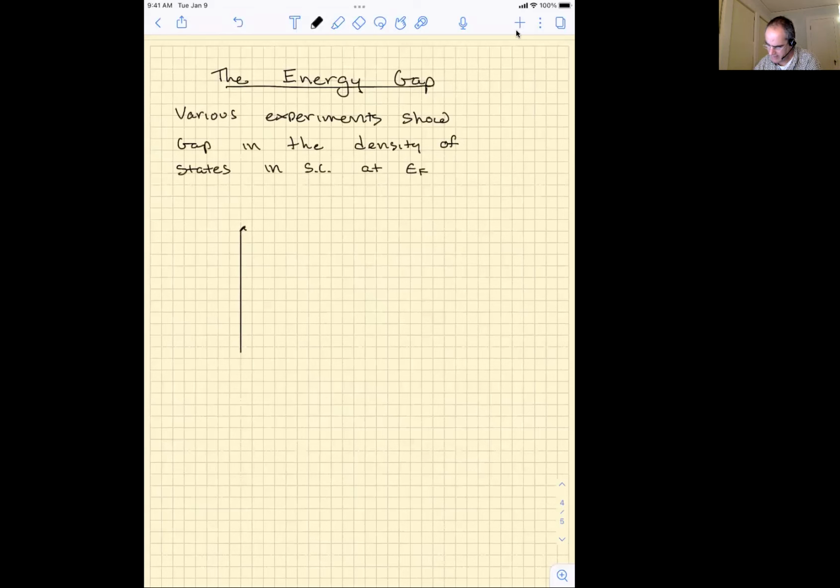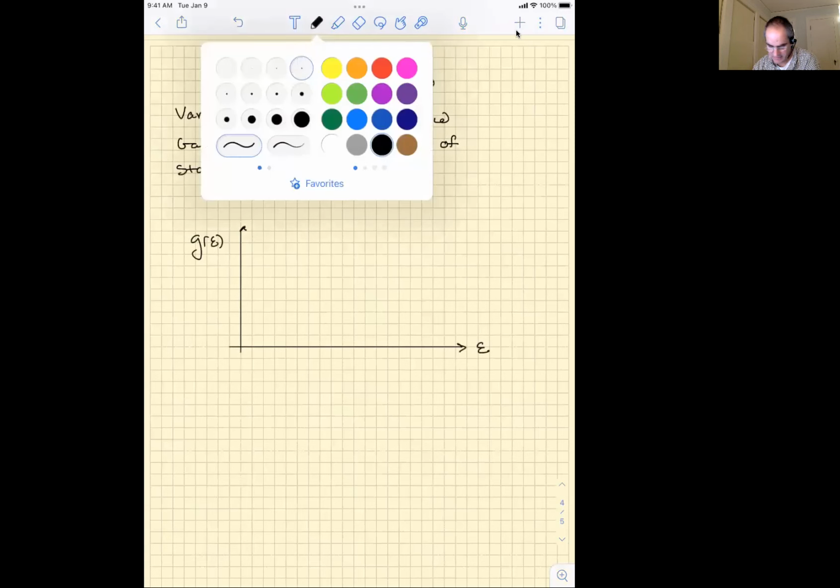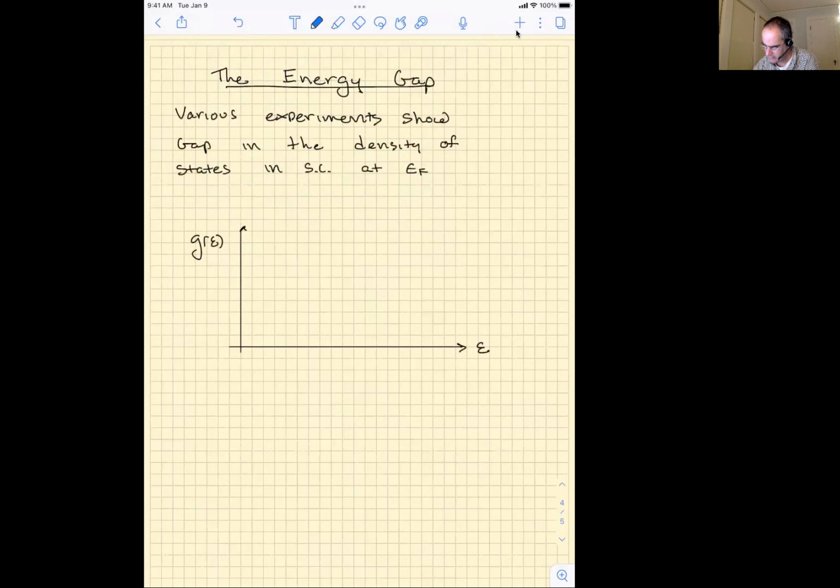If I draw a graph showing the density of states as a function of energy, I expect it to look like this. So for a normal metal, we would see something like this. And we'd also see this for a superconductor in the normal state, let's say if its temperature is above the transition temperature.